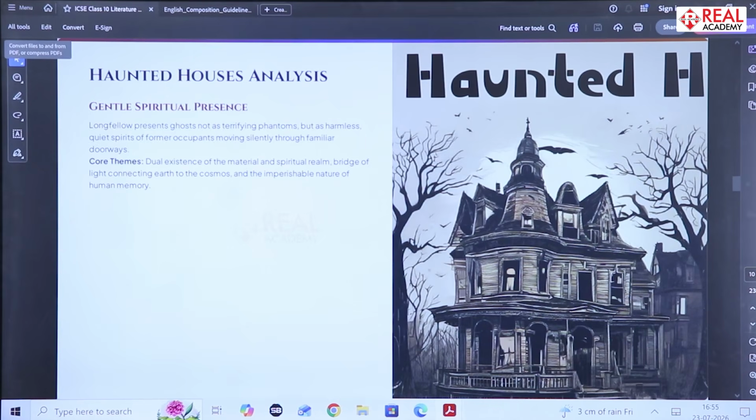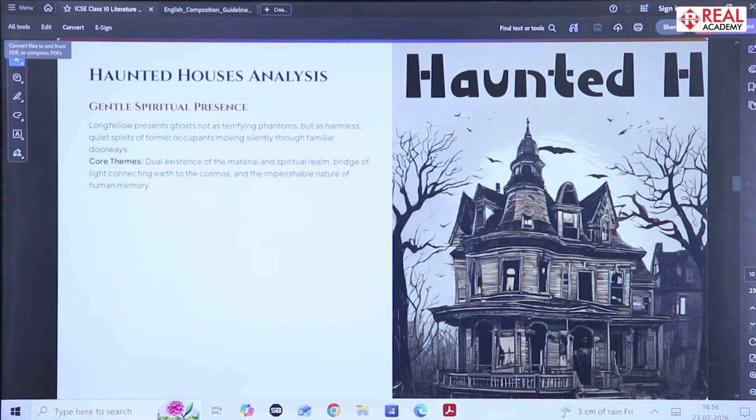The poem begins with the poet stating that all houses are haunted houses. The ghosts he refers to are not terrifying supernatural beings, but the gentle spirits of people who have lived, loved, and died in those homes. Although these spirits cannot be seen by ordinary human eyes, they quietly move through the halls and rooms, reminding us that the past always remains connected to the present.